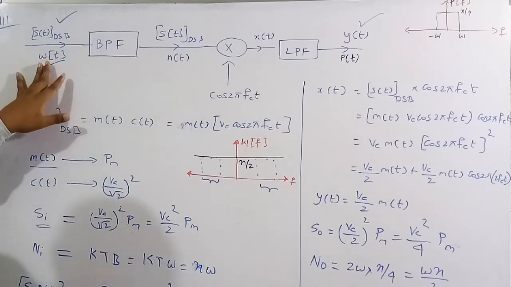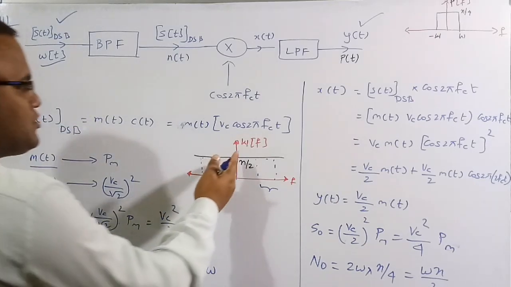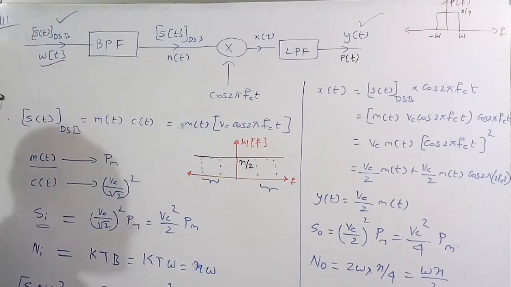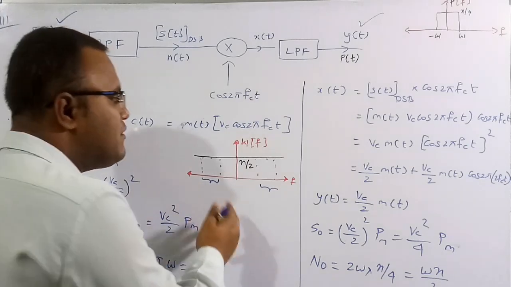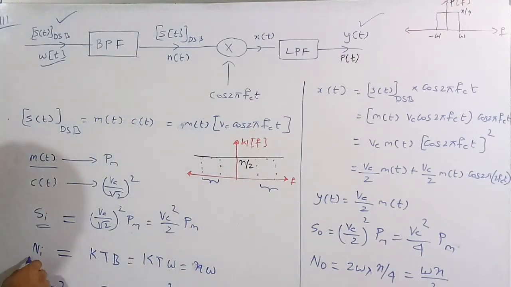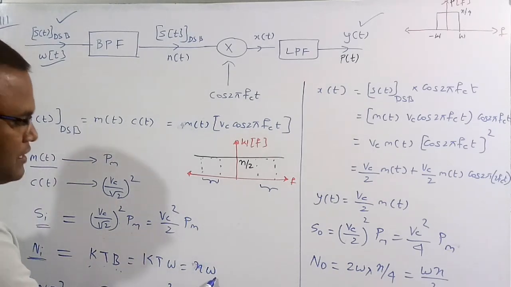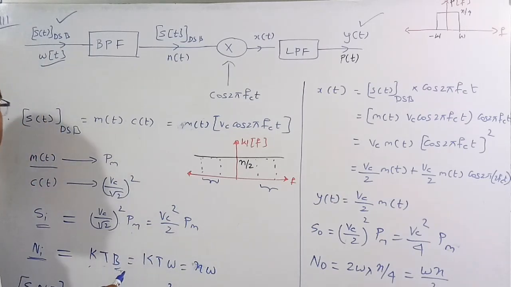Now we need to find the amount of power present in the noise. Noise with respect to the frequency waveform we have already seen. Now we need to figure out how much power is present in this noise signal. I have already told you in the previous lecture that the noise power relation is K into T into B, where B is the bandwidth. Here we are going to take the message signal. M of t has a bandwidth of W. So instead of B I am going to replace B by W.